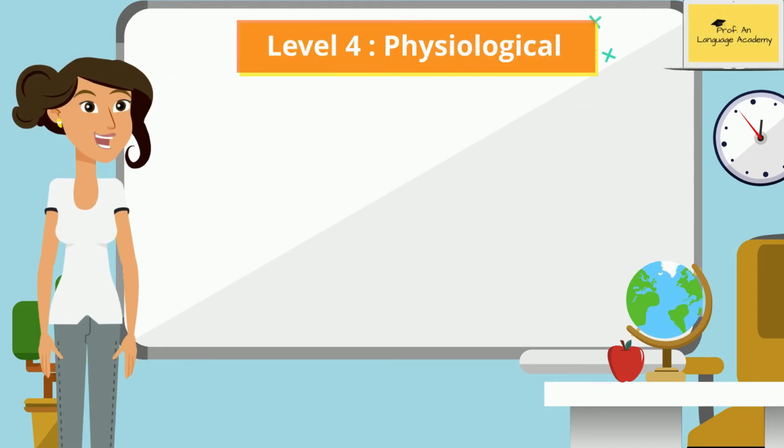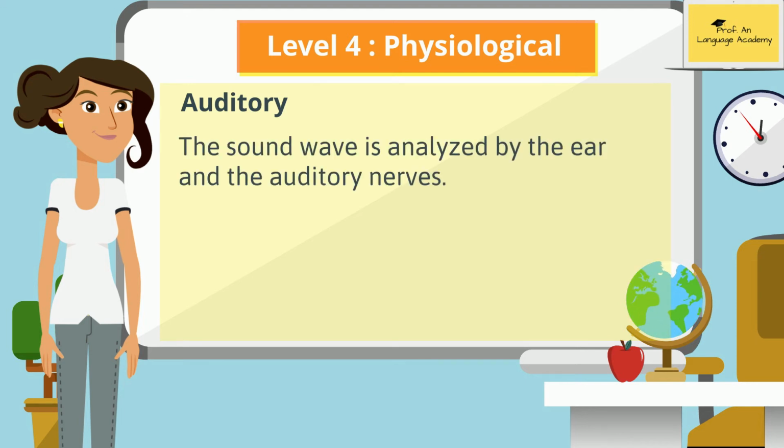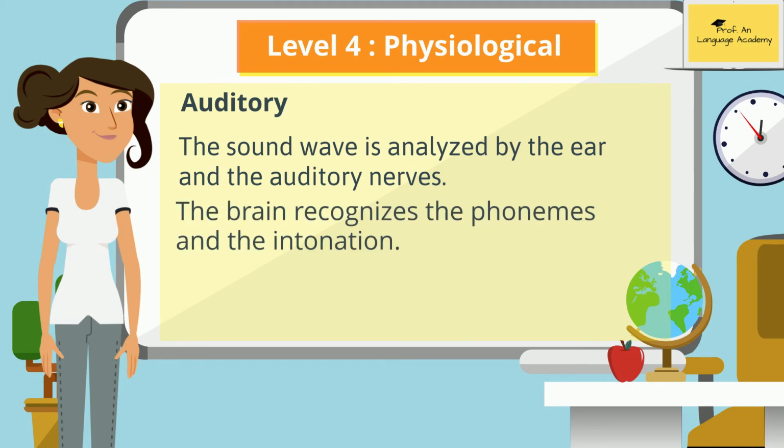At the physiological level, the sound wave reaches the eardrums of the listener. It relates to the sense of hearing. The sound wave is analyzed by the ear and the auditory nerves. The changes in pressure in the ear activate the listener's hearing mechanism. Nerve impulses travel along the acoustic nerve to the listener's brain. The brain recognizes the phonemes and the intonation.